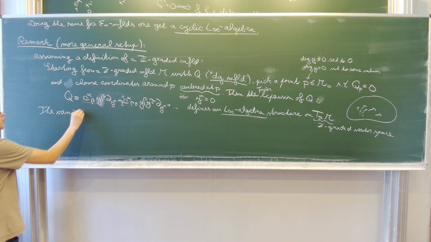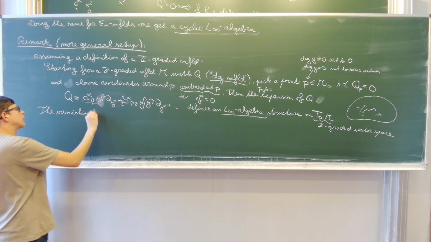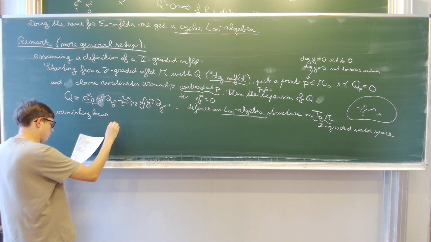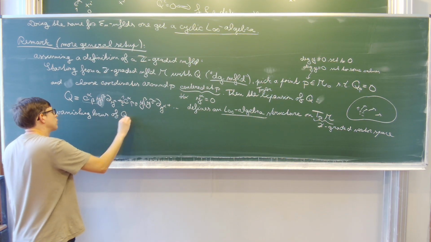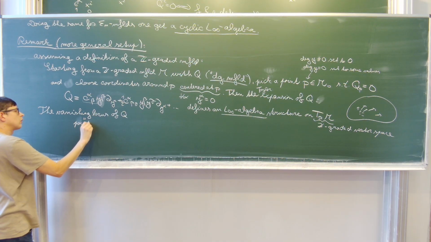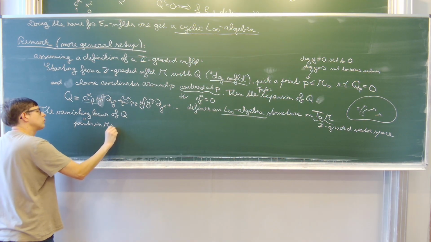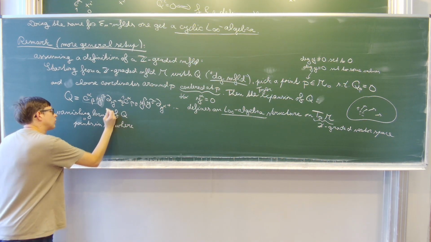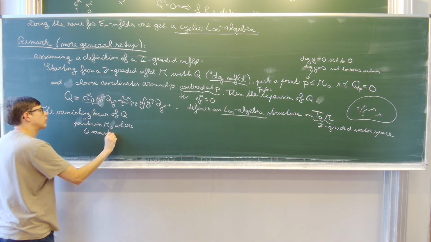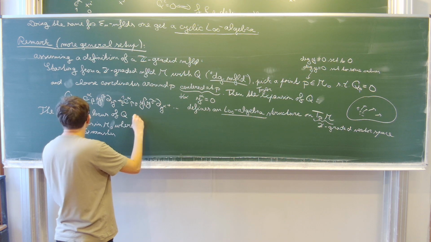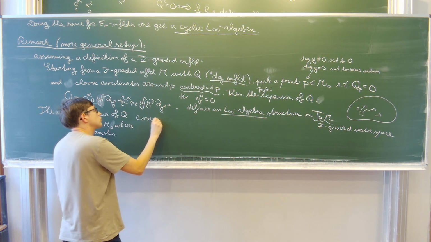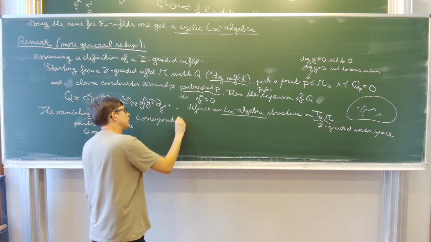So now the vanishing locus of Q. Well, this is just points in M0 where Q vanishes, for instance our P. Then the vanishing locus corresponds to what people call Maurer-Cartan elements.